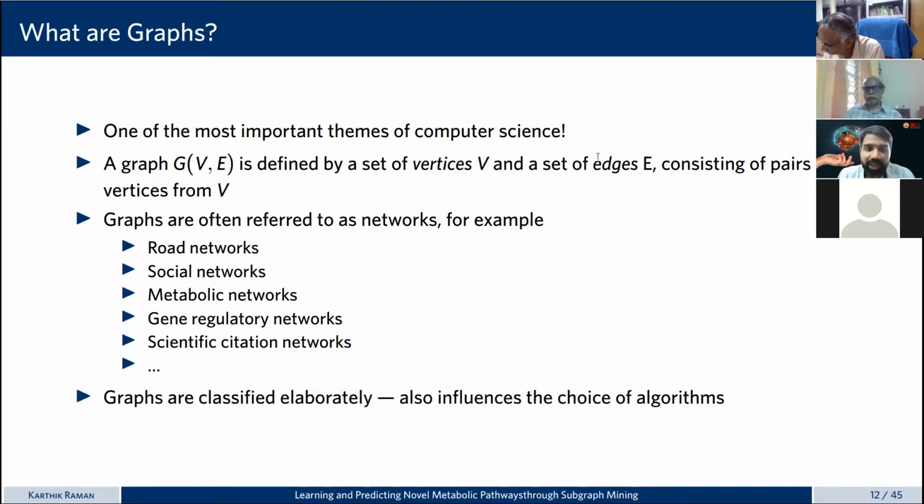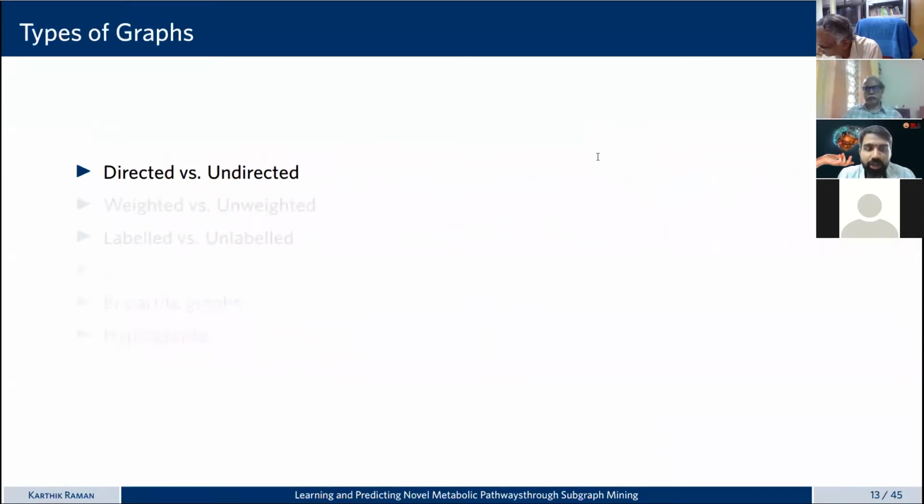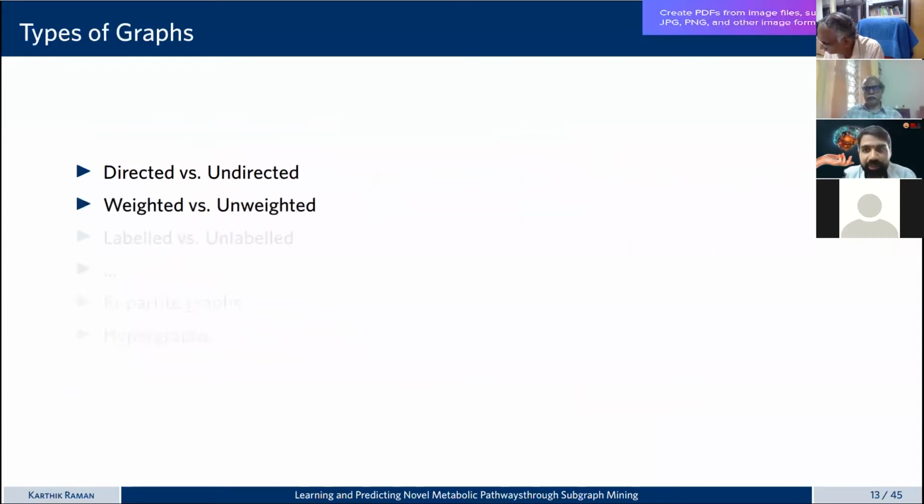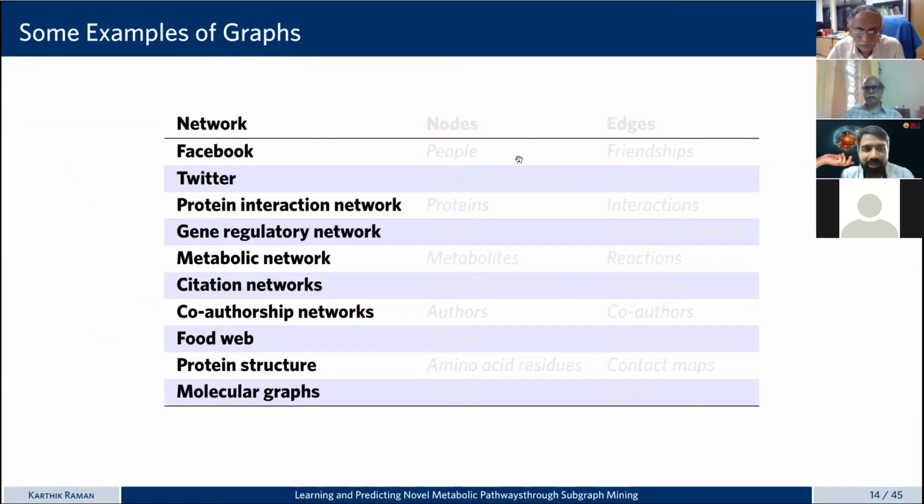And graphs are classified elaborately, which influences the choice of algorithms. So you could think of directed versus undirected graphs, weighted versus unweighted graphs. So this may seem a new terminology, but in fact, all of you have certainly used weighted graphs. Every time you open your Google Maps and try to find a path to your destination, you use weighted graphs, and typically Google will give you two weighted graphs. One that takes the shortest time, and one that is the shortest in terms of distance. So that is basically what a weighted graph is, and there are other kinds of graphs. I'll not go into them today.